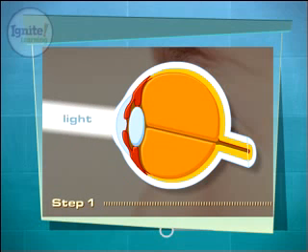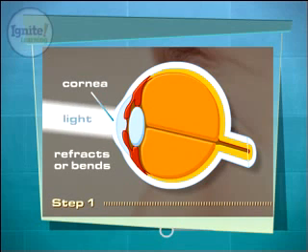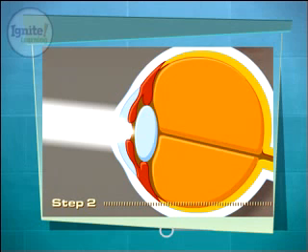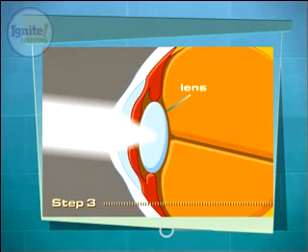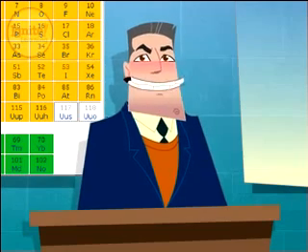When light first enters the eye, it passes through the cornea, a fixed lens, which refracts or bends the light. Next, the light crosses the watery compartment and passes through the pupil. From there, it enters the adjustable lens, a transparent structure containing highly crystalline proteins. This time, the lens refracts the light.